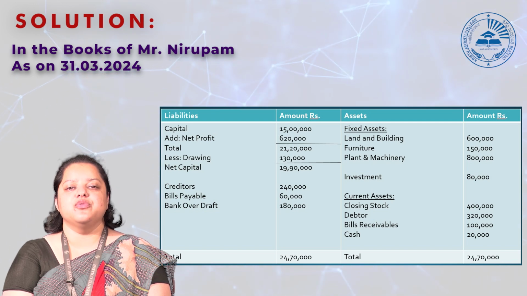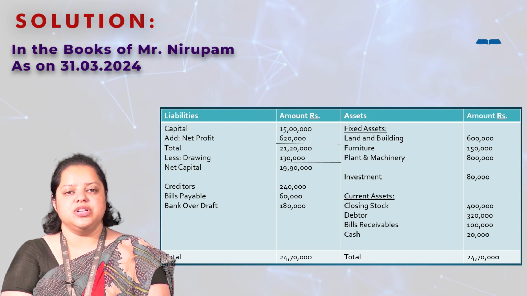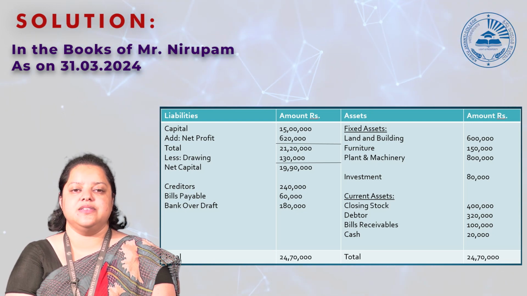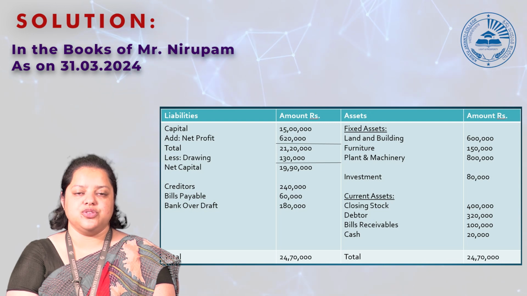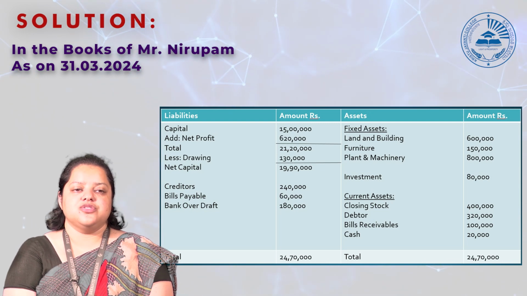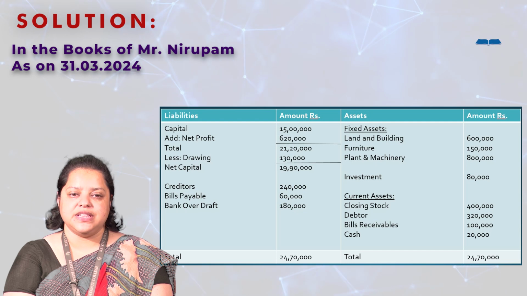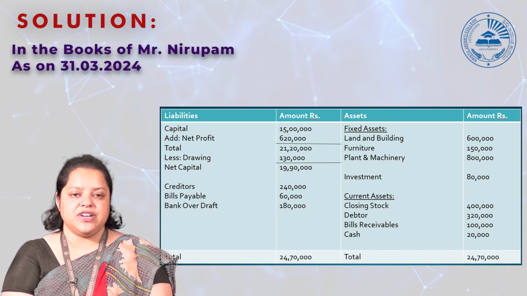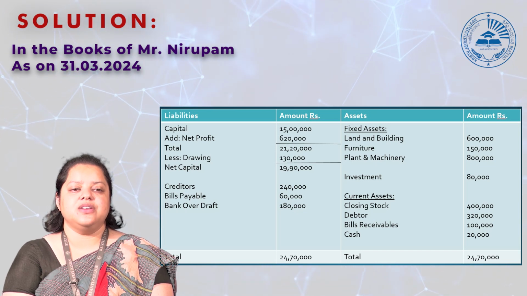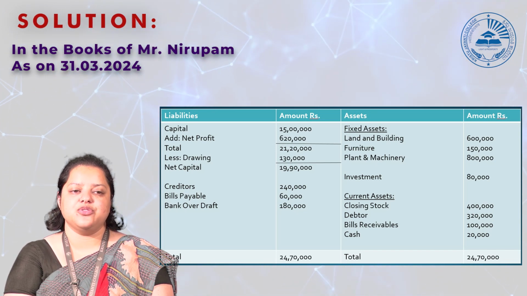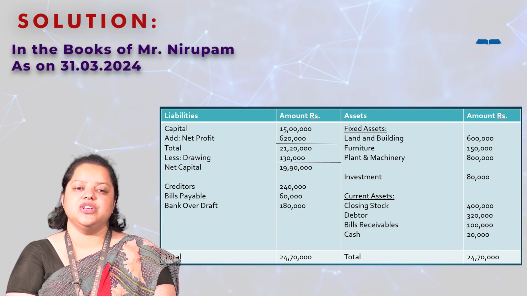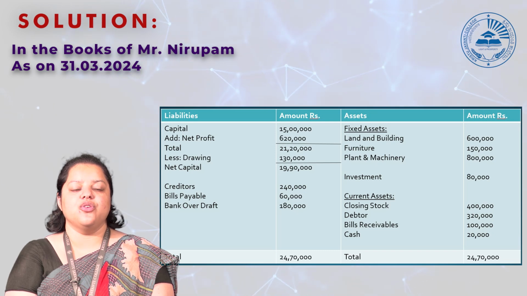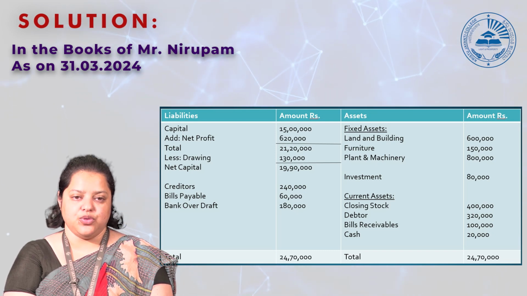So I made in the books of Mr. Nirupam. And also you need to mention when you are going to prepare the balance sheet. Here the date is given, 31st March 2024, so I mention it. On the liability side we always start with the capital. In this question the capital is given, 15 lakh. With that we have added the net profit 6 lakh 20,000. If it is a net loss we need to minus the net loss. After adding the net profit with the capital, the total amount is 21 lakh 20,000.